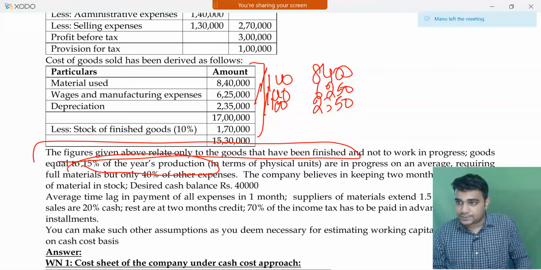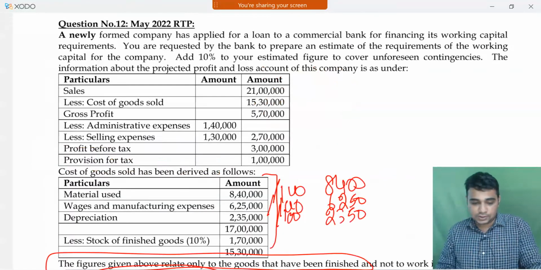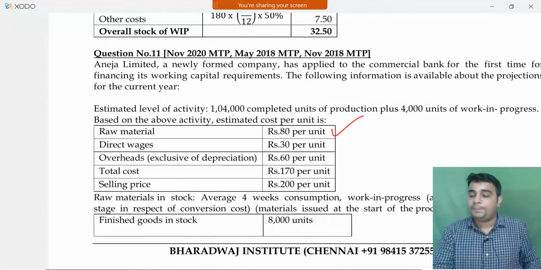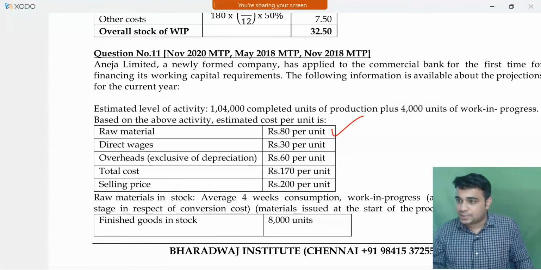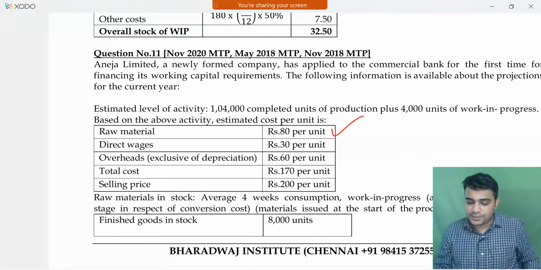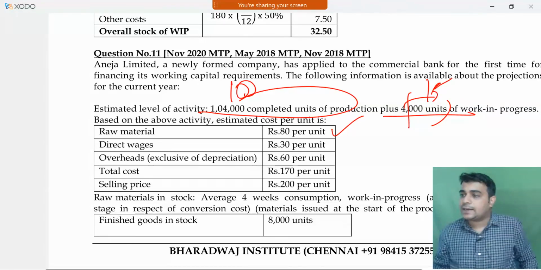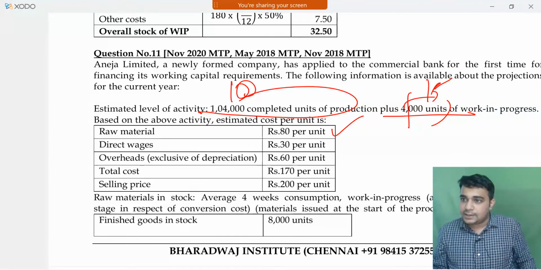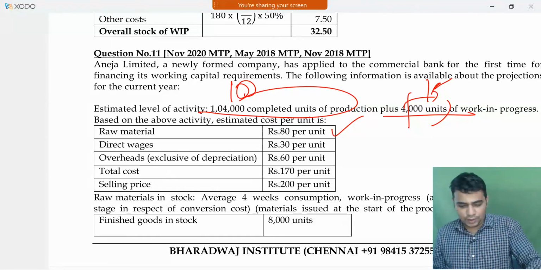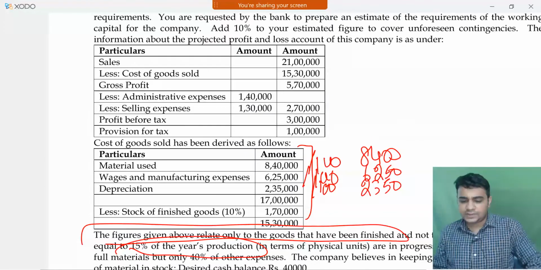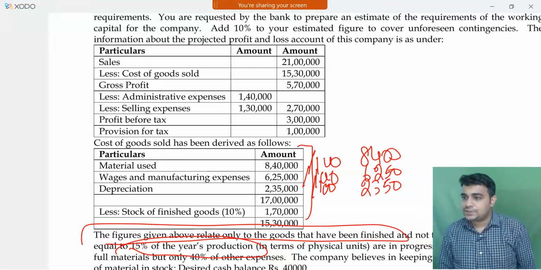Everything I have divided by 100. When I look at the previous question, it said raw material 80 per unit. Now raw material is 8,400 per unit. Wages was 30 rupees. Now we have calculated 6,250 per unit. Depreciation is 2,350 per unit. Estimated level of activity is 100. Work in progress is 15. It exactly becomes like the previous question. Production is 100. WIP is 15. Raw material cost is the number we had calculated divided by 100: 8,400 per unit, wages and manufacturing expenses 6,250 per unit, depreciation 2,350 per unit.